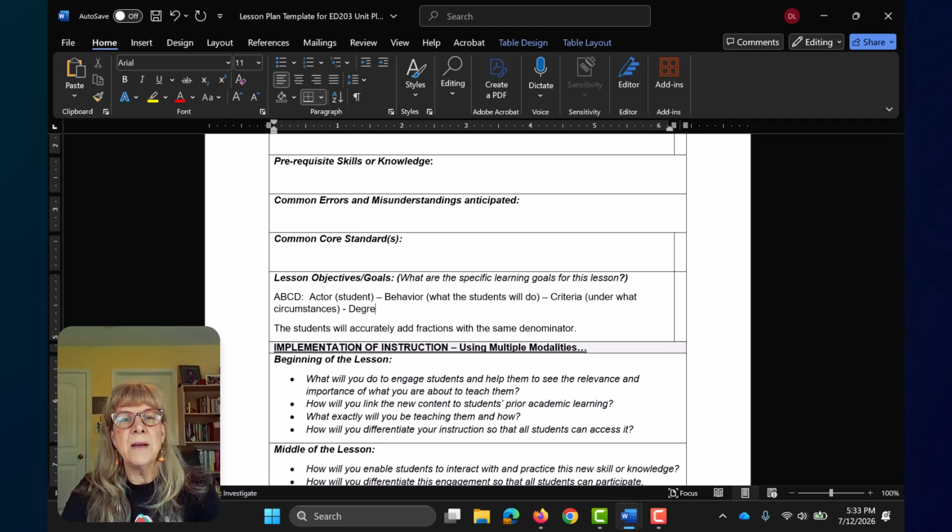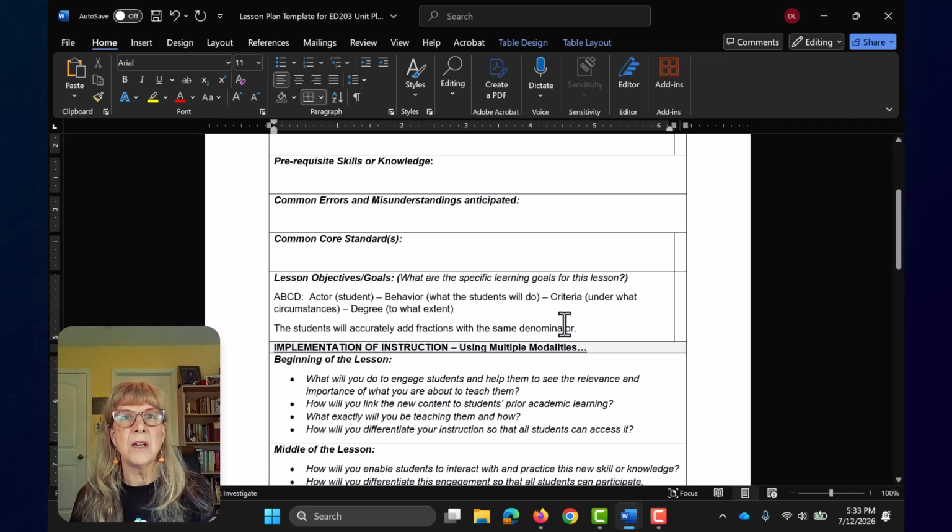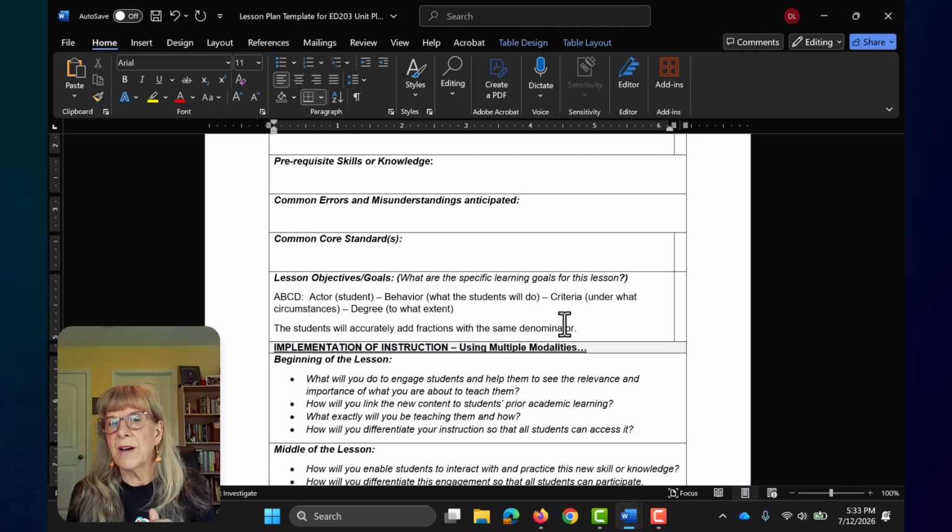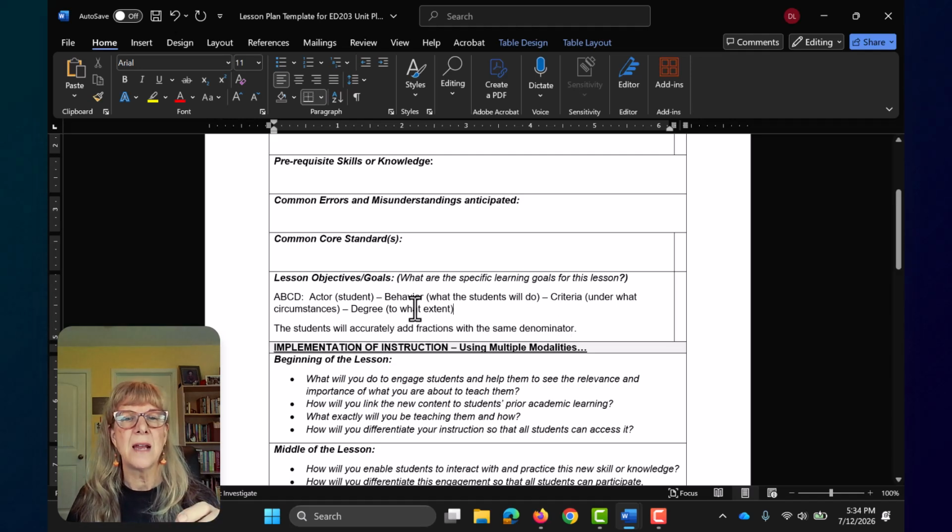And then the degree: to what extent do you want to see this? And so sometimes you'll see goals or lesson objectives that say students will add fractions with the same denominator 85% of the time. That's reasonable, right? Maybe that's not a bad idea, or 8 out of 10 times. You'll also see that. The degree is, okay, I want to see them do it at least 8 out of 10 times.